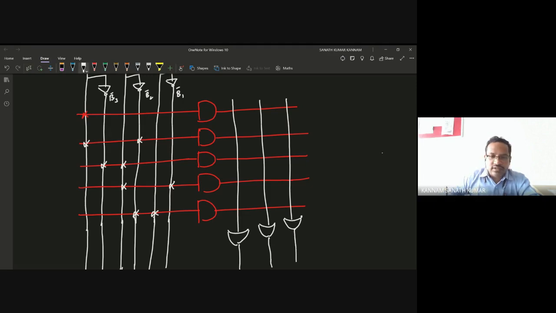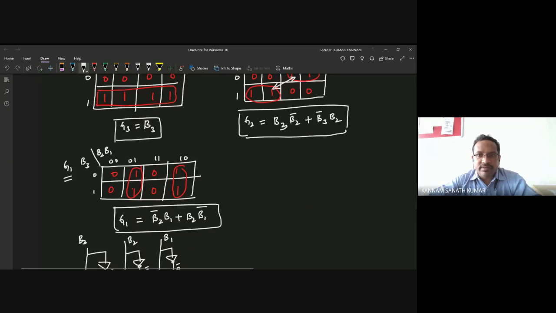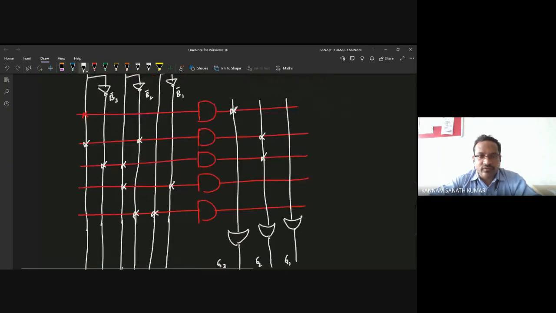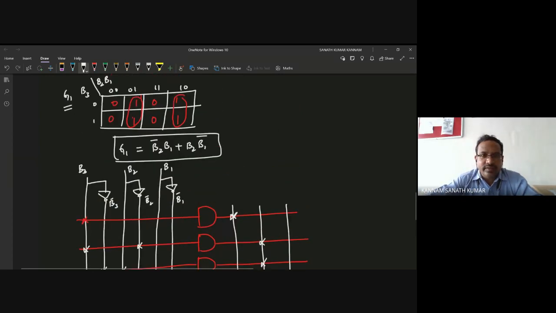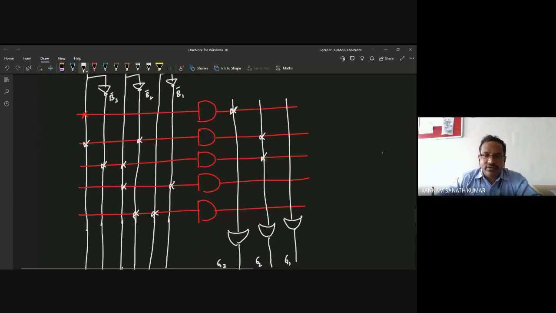So what is this one? This is nothing but G3, G2 and G1. So what is G3? G3 equal to B3. And G2 equal to, so these two. So G2 equal to what? You are getting B3 into B2 bar, B3 bar into B2. Okay. You fused here, and G1 equal to B2 bar into B1, B2 into B1 bar. Okay. So you can make this. Okay. So like this, you can solve this one.